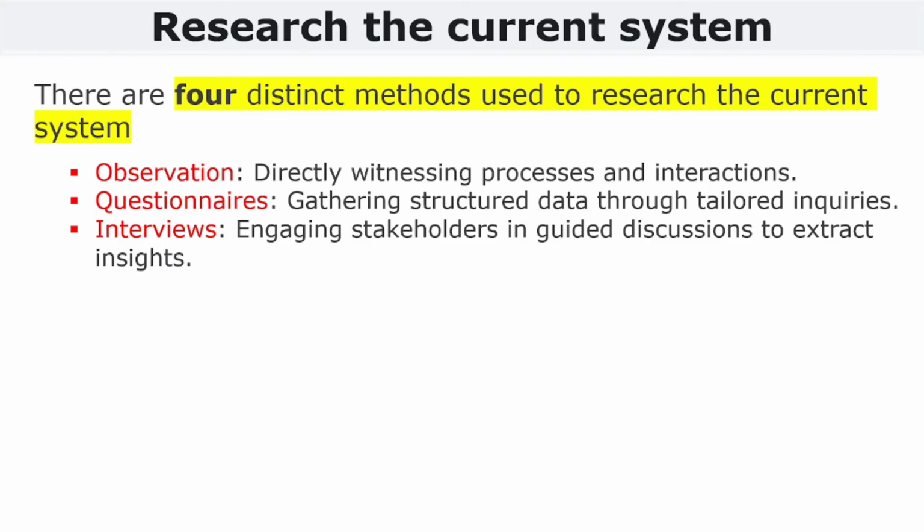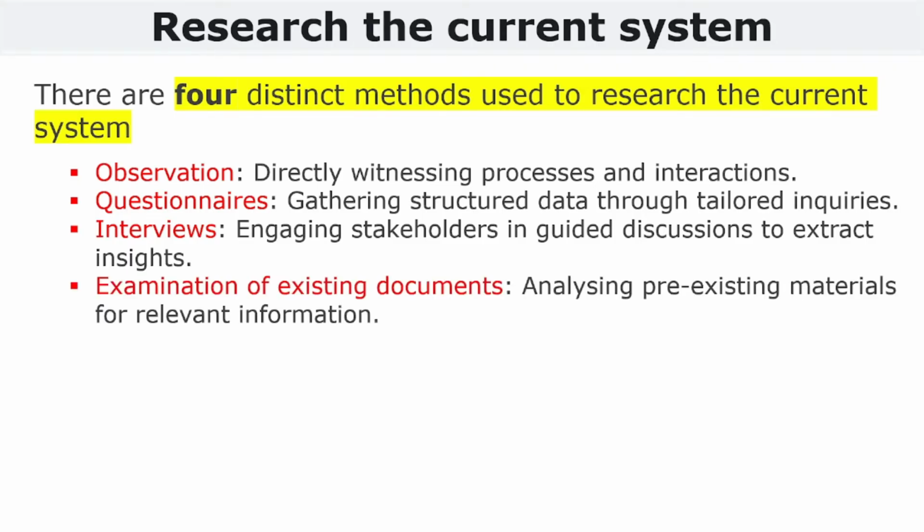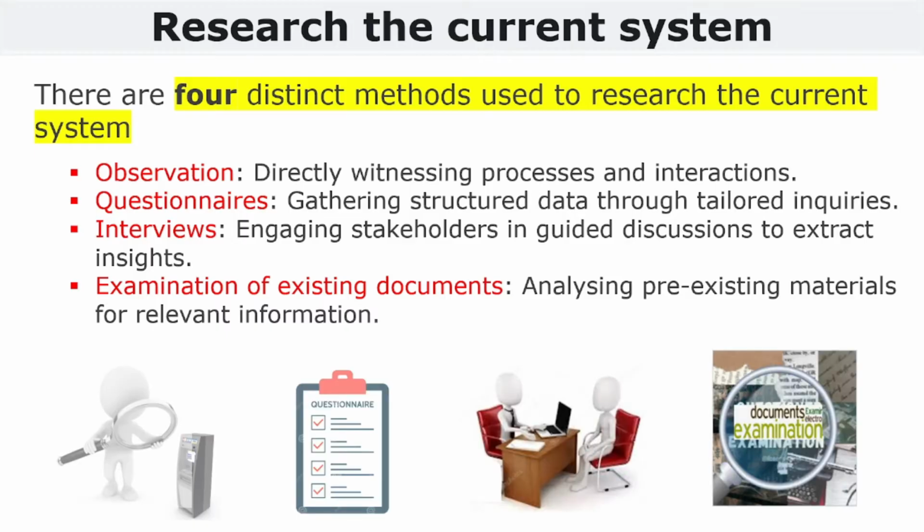And then you also have interviews where you engage stakeholders to guide them to make decisions about the system. And then finally, if it's an already existing system, then there's some document that the expert, the system analyst, can look at to decide what to do or how to improve upon the system. So these are the main distinct methods to research into a system.